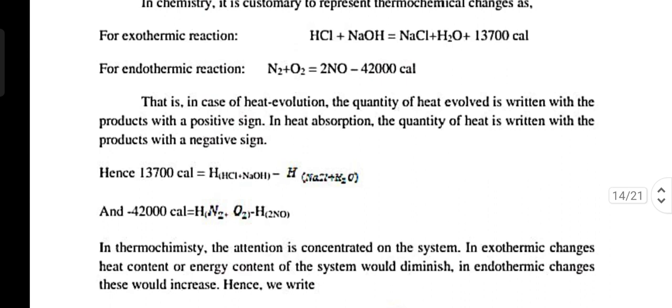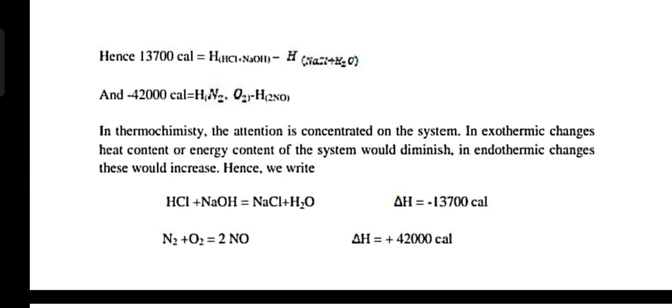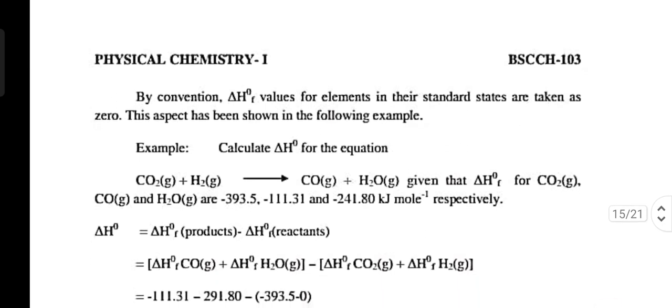In thermochemistry, the attention is concentrated on the system. In an exothermic change, the heat content or energy content of the system would diminish. In an endothermic change, it would increase. Hence, we write HCl plus NaOH give NaCl plus water, heat of change in enthalpy is equal to minus 13,700 calorie. Nitrogen plus oxygen give 2NO, heat of enthalpy 42,000 calories.